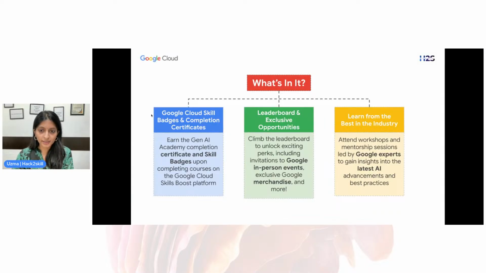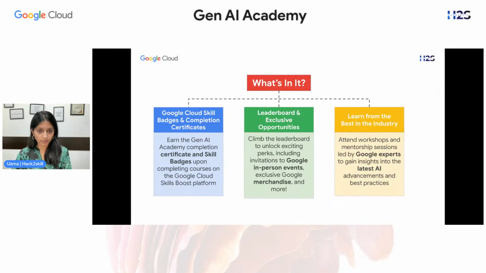Now, this is what the program is all about. The first thing here is the Google Cloud skill badges and completion certificates. Like I said, there are 5 courses, and for each course that you complete, you get a skill badge. Upon completing all 5 courses, you get a certificate. That is one thing that you can really show off on your LinkedIn and on your CVs because it really holds a lot of value.